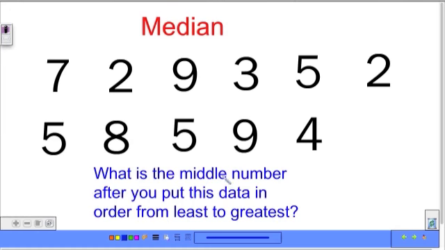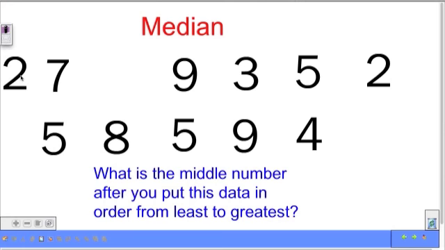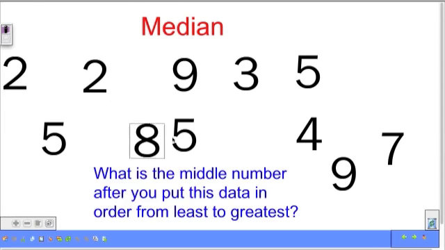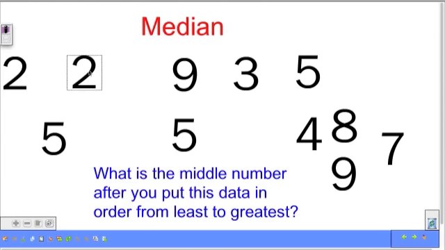The median is the number that's in the middle after you've put the numbers in order from least to greatest. So if you look at my data set here, the numbers are not in order from least to greatest. So the first thing I'm going to do is go ahead and organize my data so that I'm going from least to greatest. So I know these numbers are going to come towards the end. 7, 8, 9. Put the 2's over there.